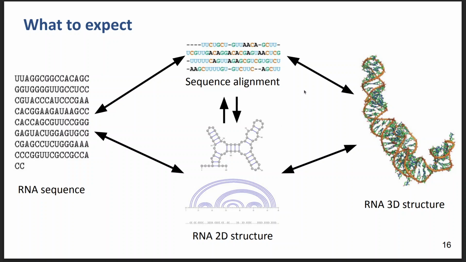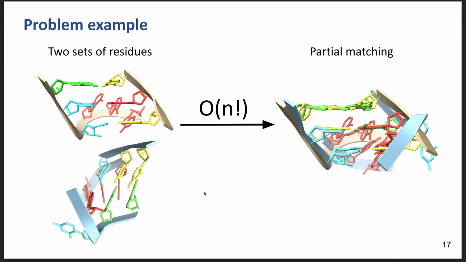So these are the main objects, and these are the computational problems that we will cover. Mostly comparison, prediction, and analysis of RNA structural studies. So this is my favorite example of a computational problem, just for you to get an understanding of the problems that we face in RNA structural studies.